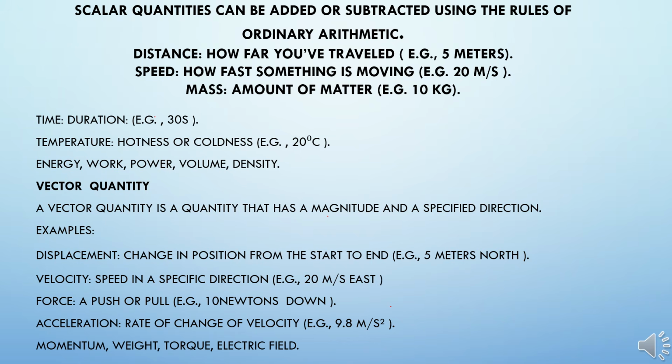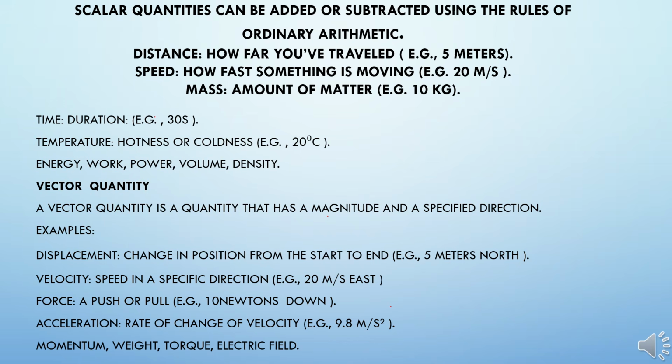Now let's take the second example, speed. Speed defines how fast something is moving. Now, I can say the car has a speed of 20 meters per second. Speed is a scalar quantity. It also has no specific direction. Meter per second is the SI unit of speed. It doesn't add any direction to the speed.